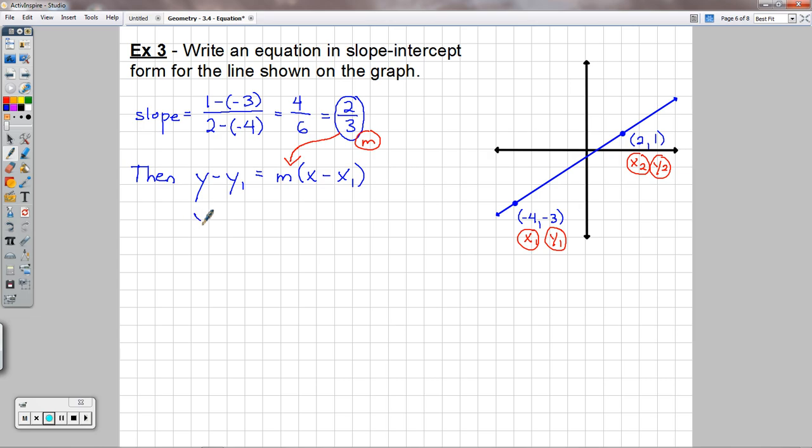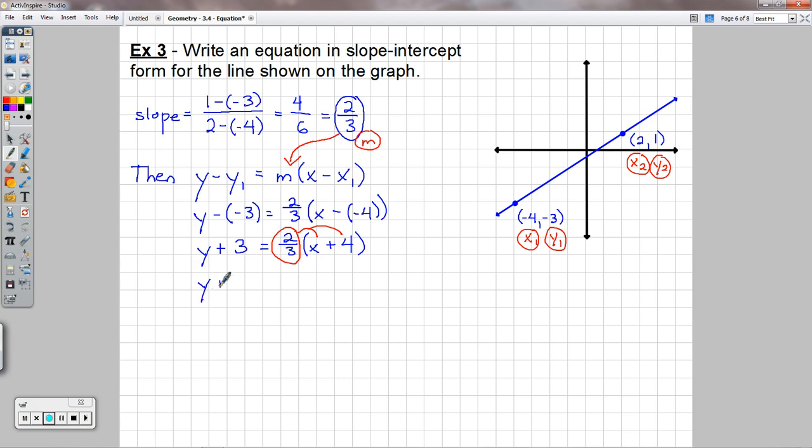So let's see what we got. We've got y minus negative 3 equals 2/3 times x minus negative 4. This one we're supposed to write in slope-intercept form. So I could simplify this, change the minus negatives to positives, but I can't stop there this time because I need to have this in slope-intercept form. I need y by itself equals something x and something else. So let's distribute this 2/3 to both parts there and there.